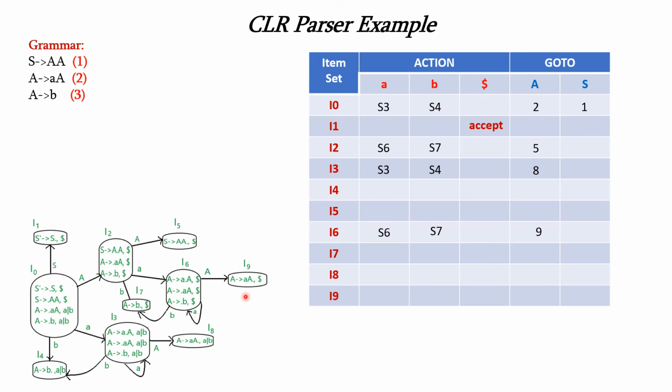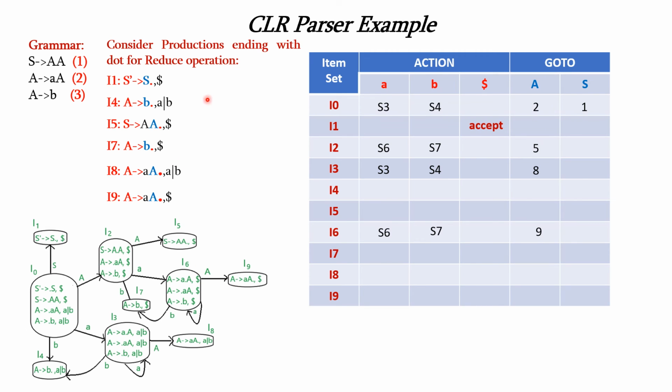So next we have to fill the reduce operations. For filling the reduce operations, we have to consider the productions which end with dot. So in I1 we have the production ending with dot, S dash tends to S dot, comma dollar. Then we have in I4, A tends to B dot, comma A or B, and in I5, S tends to AA dot, comma dollar, and in I7, A tends to B dot, comma dollar. Next consider I8 and I9. I8 has A tends to AA dot, comma A or B, and I9 has A tends to AA dot, comma dollar. So we have written all the productions which end with dot.